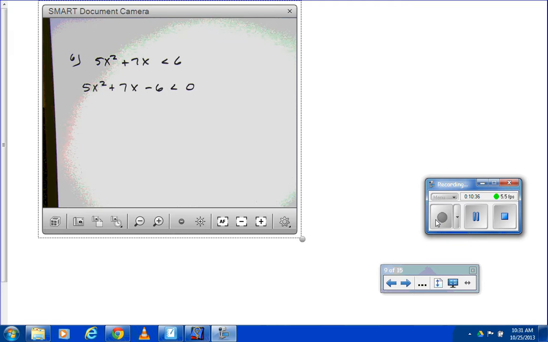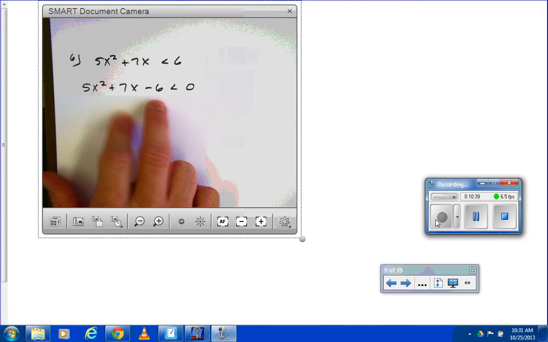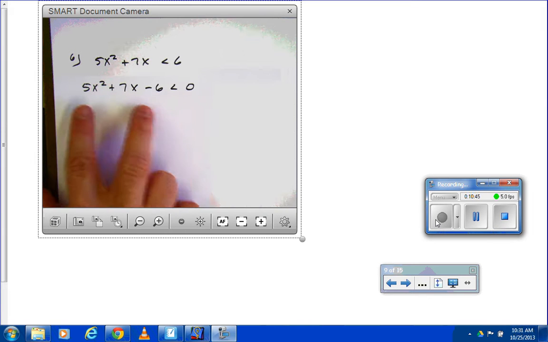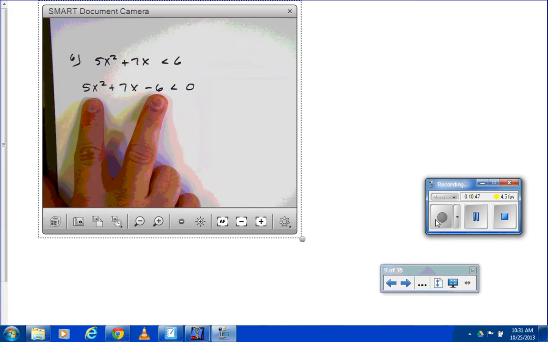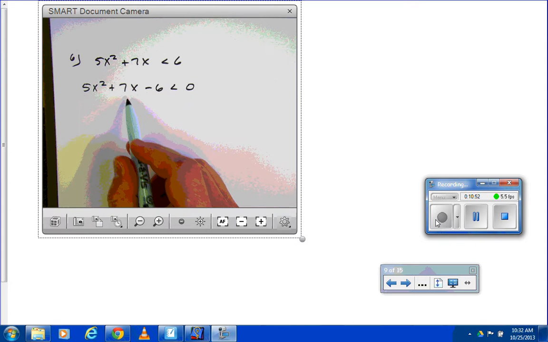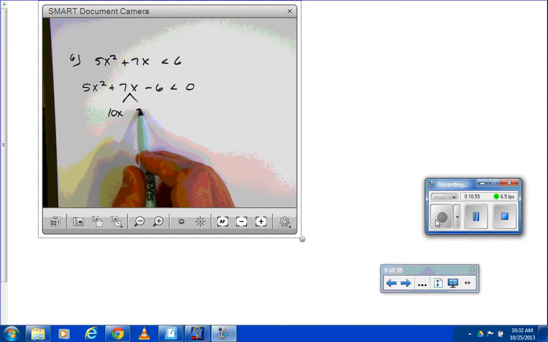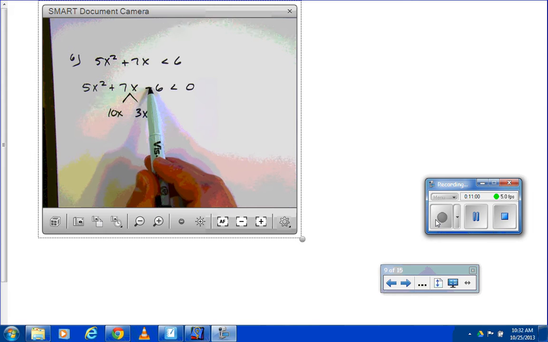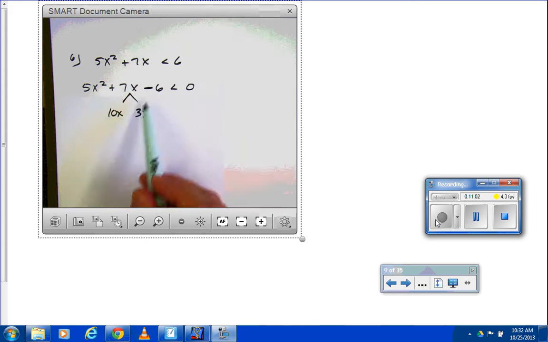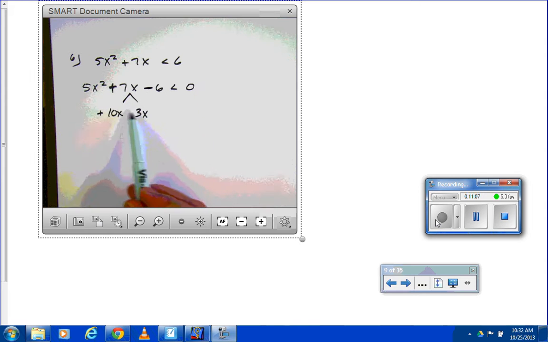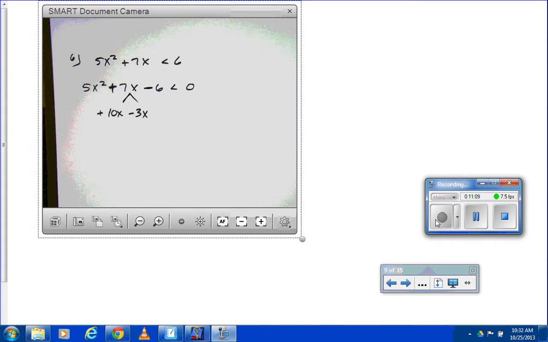And a lot of people didn't split and group. They said factors of 6 that subtract to be 7 was 6 and 1. We can't do that. We're looking for factors of 30 that subtract to be 7, 10 and 3. And a handful of you missed the signs here, so I'm going to go slower on your signs. They're going to be different. And then this will go in front of the bigger one. So plus 10 minus 3. And 10 minus 3 does give me 7 right there.